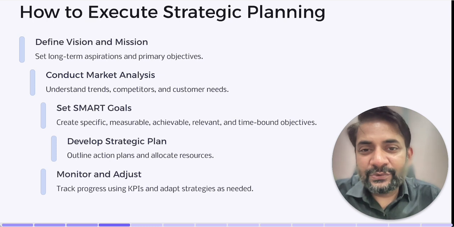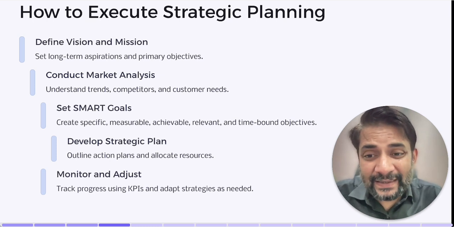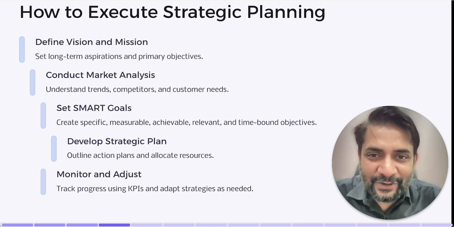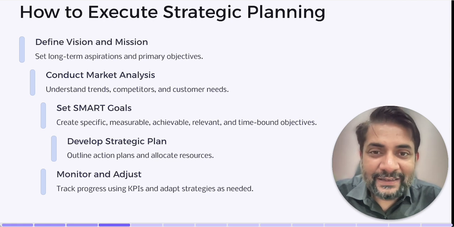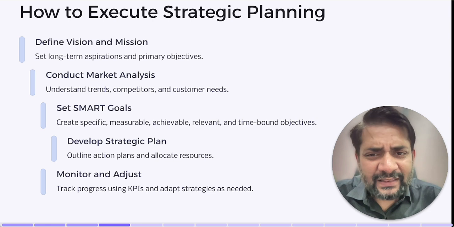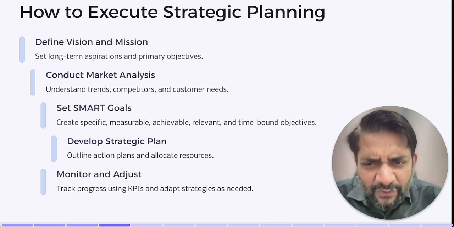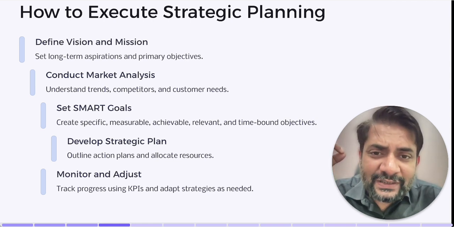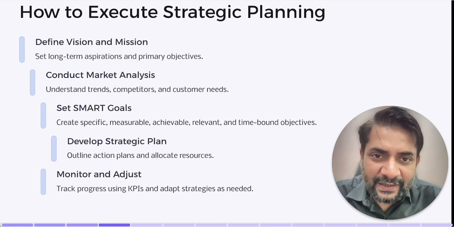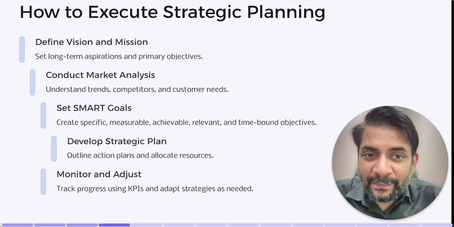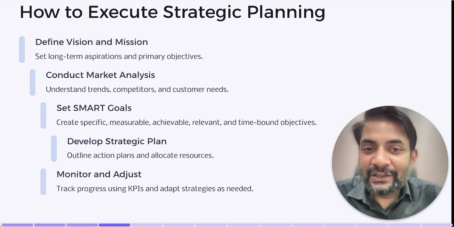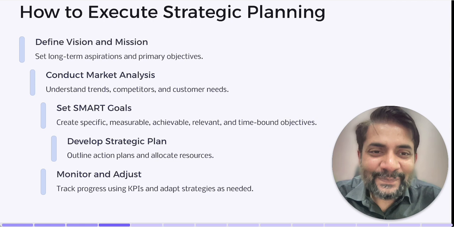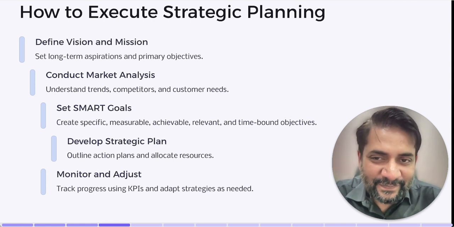So, how to execute strategic planning? Step 1 is we define the product vision and mission. The vision is what you aspire the product to achieve in the long term. And the mission, the product's purpose and primary objectives. For example, for a new fitness app, the vision might be to become the leading platform for personalized health and wellness, while the mission could be to provide users with tailored fitness plans and real-time health tracking.